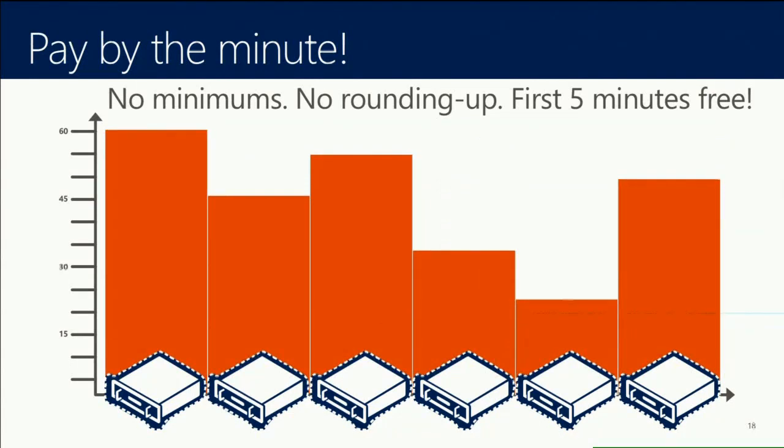So literally, if you use a machine for 45 minutes and shut it off, you only get charged for 45 minutes. And the really nice thing is if you accidentally spin up an A6 or an A7 virtual machine and you're like, oh, I didn't want to, you can actually delete it within the first 5 minutes and you don't even get charged for it. So it's really easy to take advantage of the whole pay for your usage.